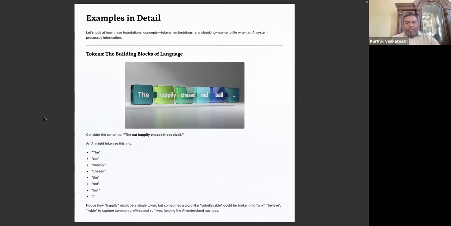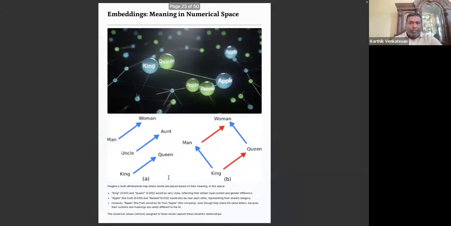Okay, I just showed you the demo. Basically, it'll convert your sentence into tokens. Happily could be converted to a single token, whereas unbelievable, as I mentioned, un could be one token, believe could be another token, able could be another token, comma could be one token, and so on.